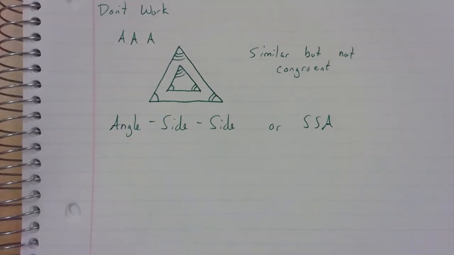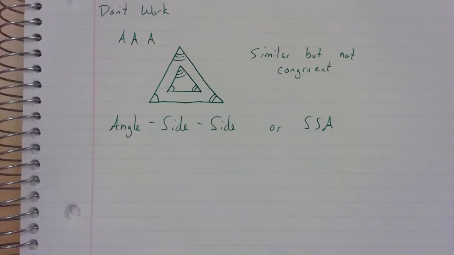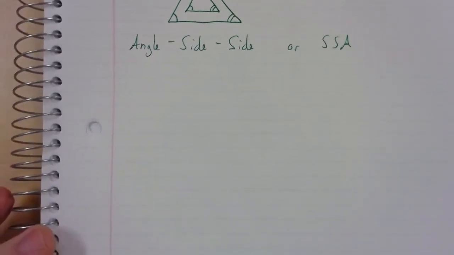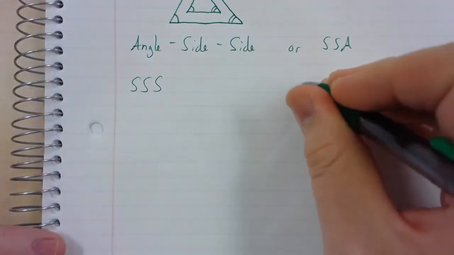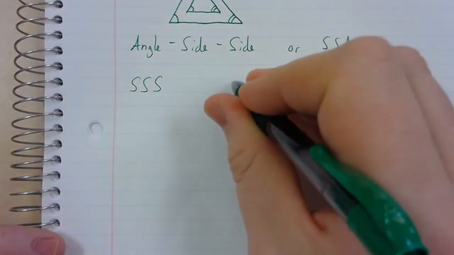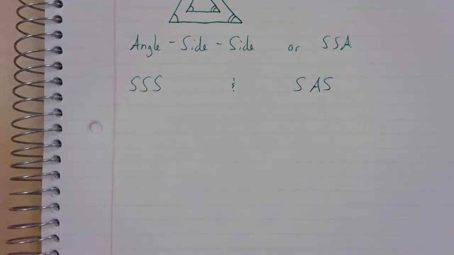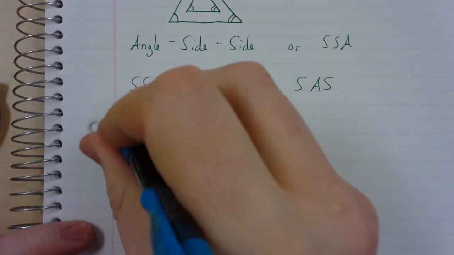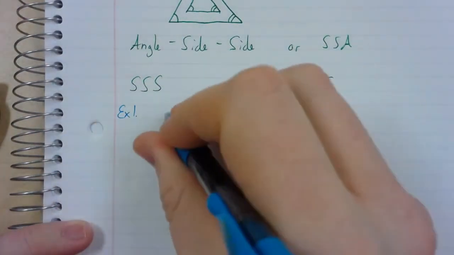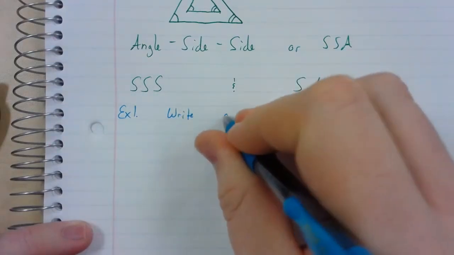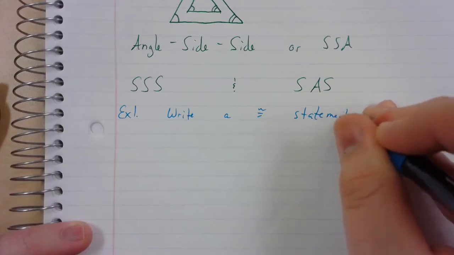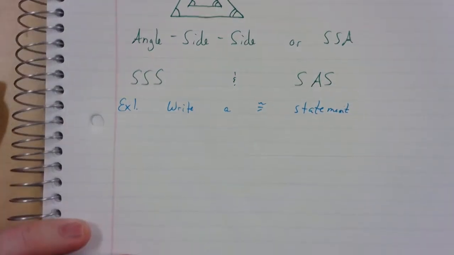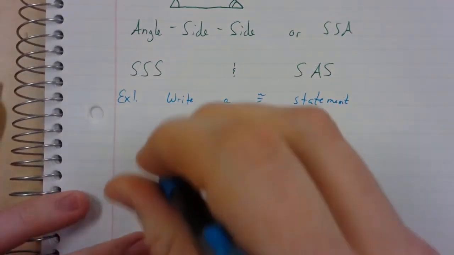All right. So let's go ahead and take a look here. Today, we're only interested in 2 of these shortcuts. So today, we're just going to hone in here on side, side, side, and side, angle, side. Okay? So let's go ahead and take a look at a couple examples of problems you might see. So example 1. Write a congruency statement. That's our goal. Okay? So I'll just go ahead and draw a picture.